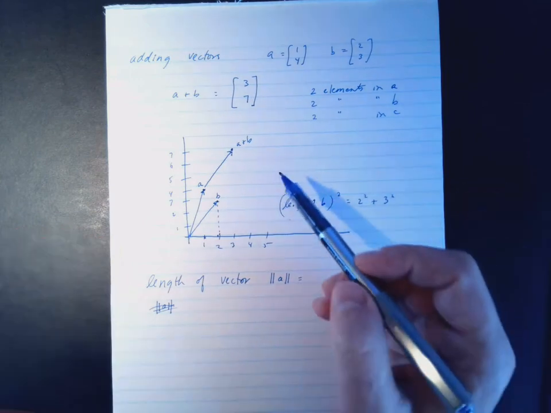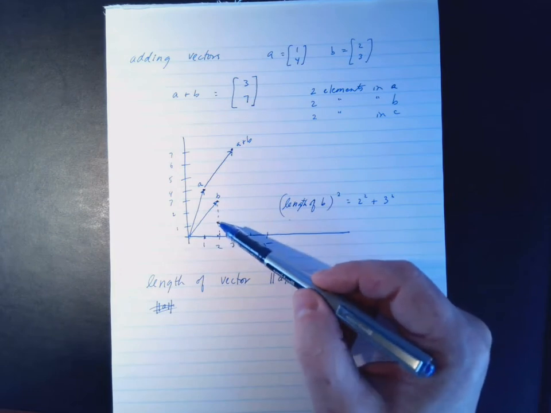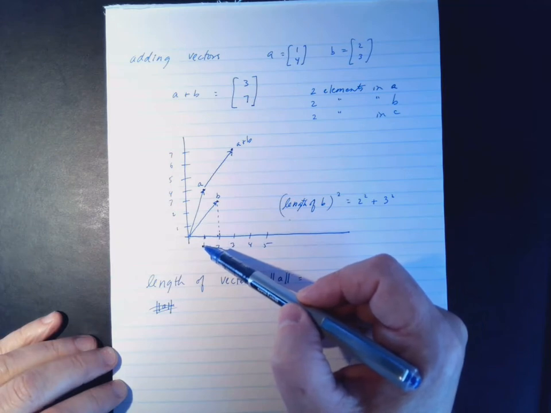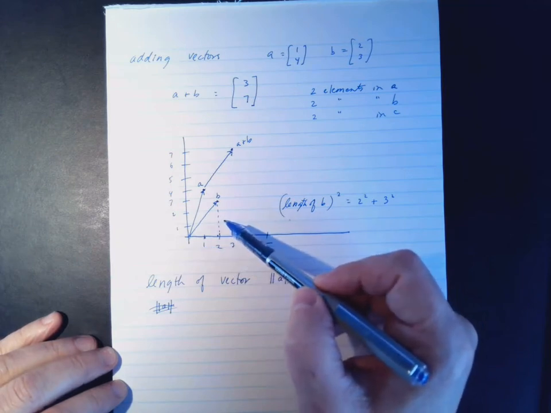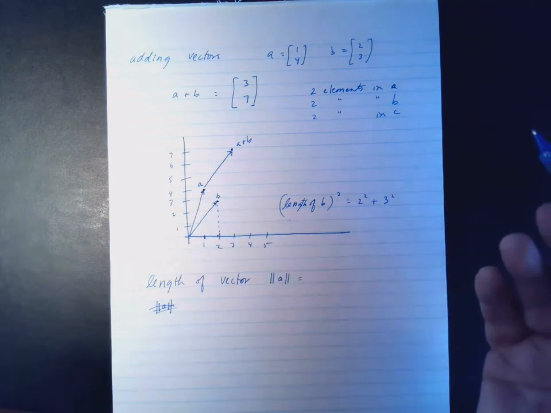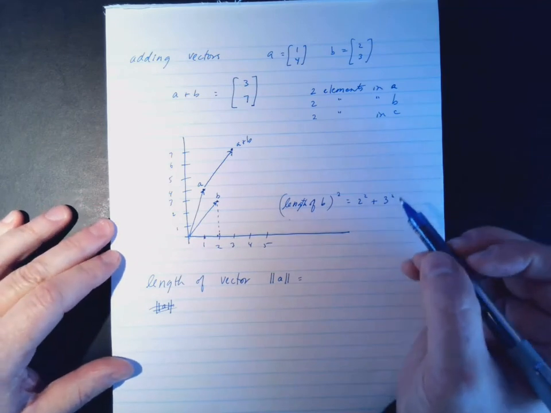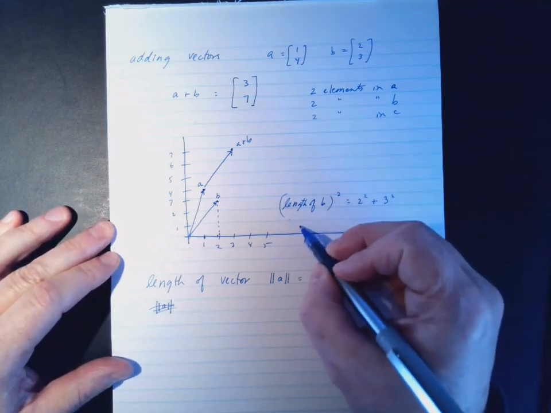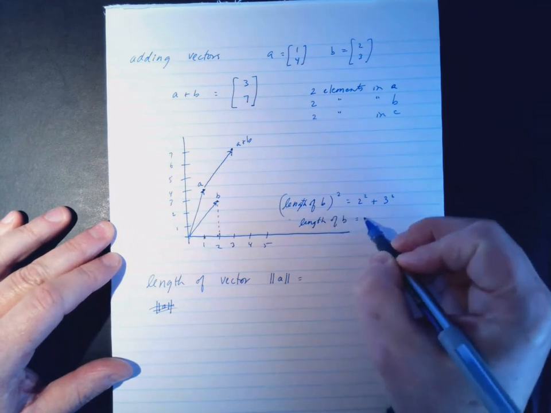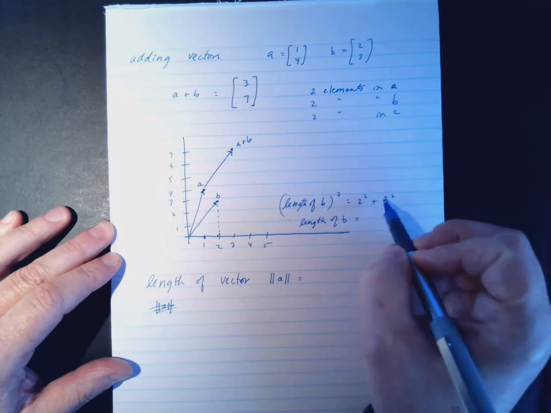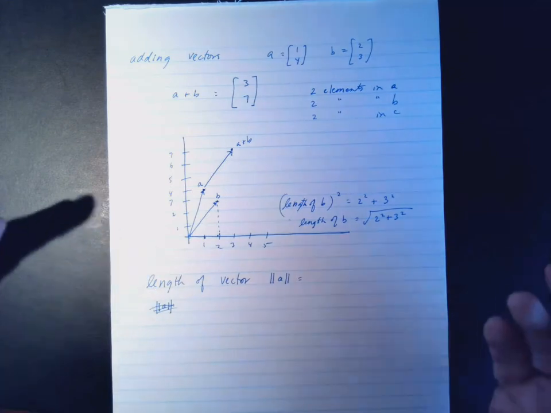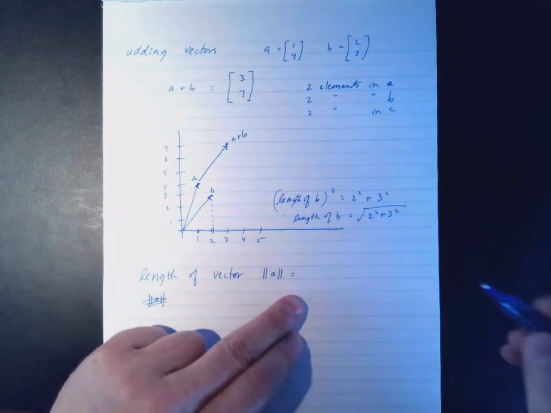Okay, so you remember for a right angle triangle, the Pythagorean theorem says the square of this side plus the square of the length of this side gives you the square of the hypotenuse. And the vector can be thought of as the hypotenuse of a triangle. And so then if we want to know the length of b, we just take the square root of both sides of this equation. So we get the square root of 2 squared plus 3 squared. And in general, that's how you get the length of a vector.